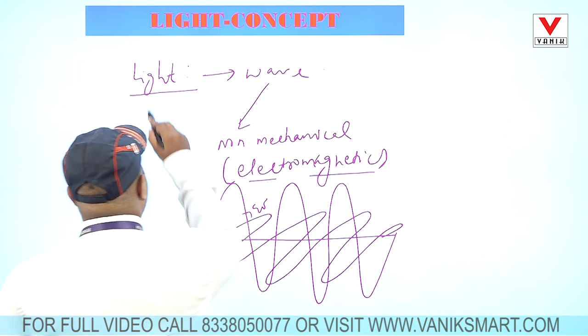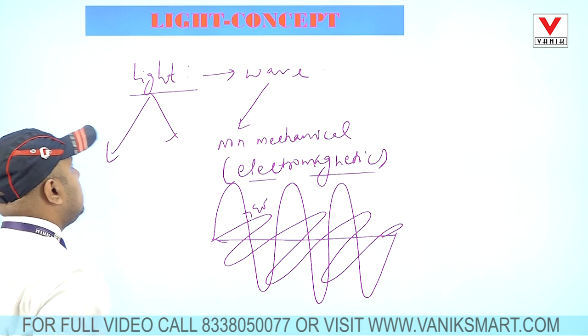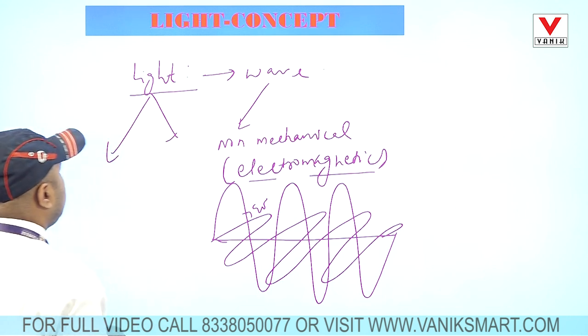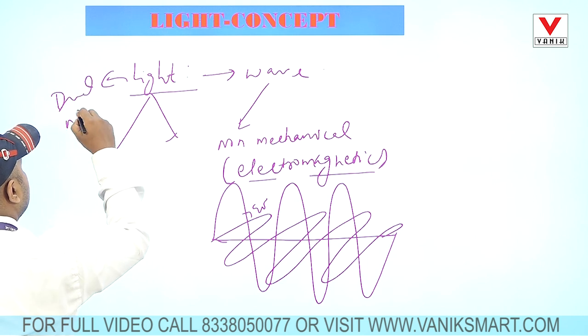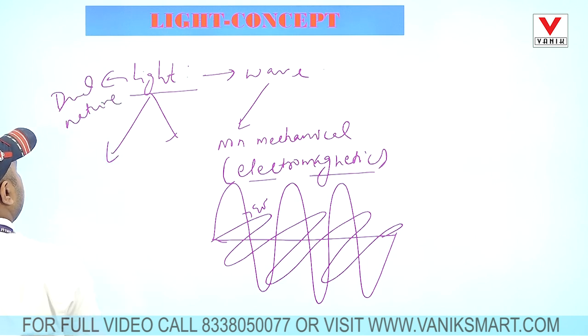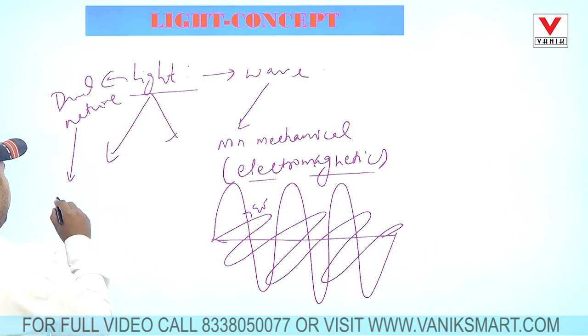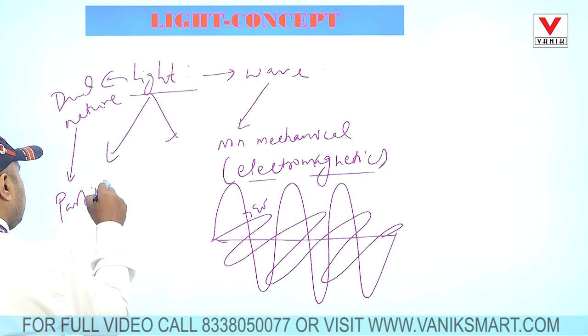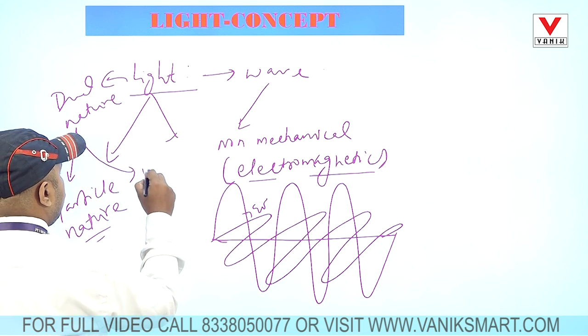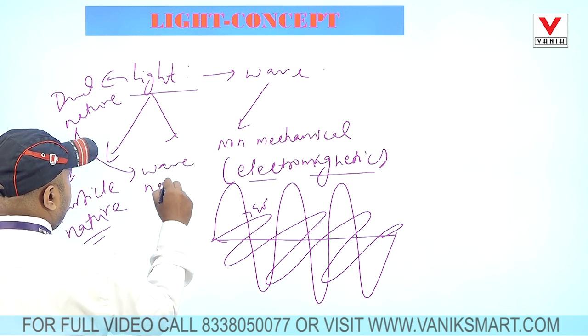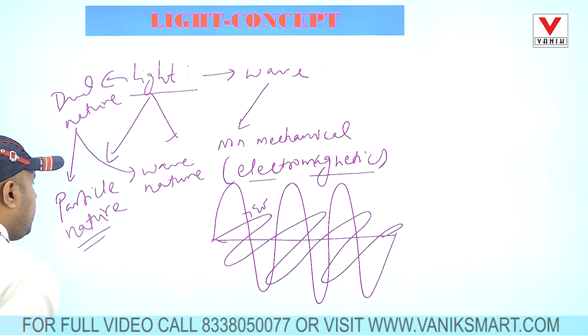Now, light behaves as two different natures. That is why we say light is of dual nature. Now, what is this dual nature? Dual nature means light behaves as a particle, known as particle nature, and when it behaves like a wave, it is known as wave nature.